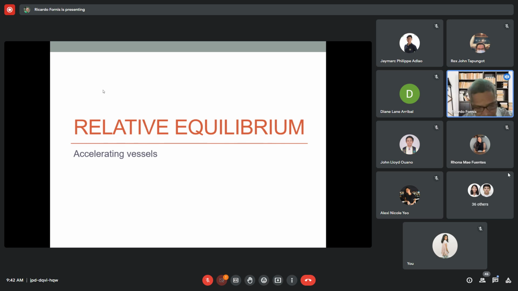So the topic for this morning is relative equilibrium. What do we mean by relative equilibrium? We will be dealing here with fluid that is moving with the container. So the container and the fluid are not in a state of equilibrium if the tank is accelerating to the right, to the left, up or down. But the liquid inside the tank is in a state of equilibrium relative to the tank. That's why we call it relative equilibrium.